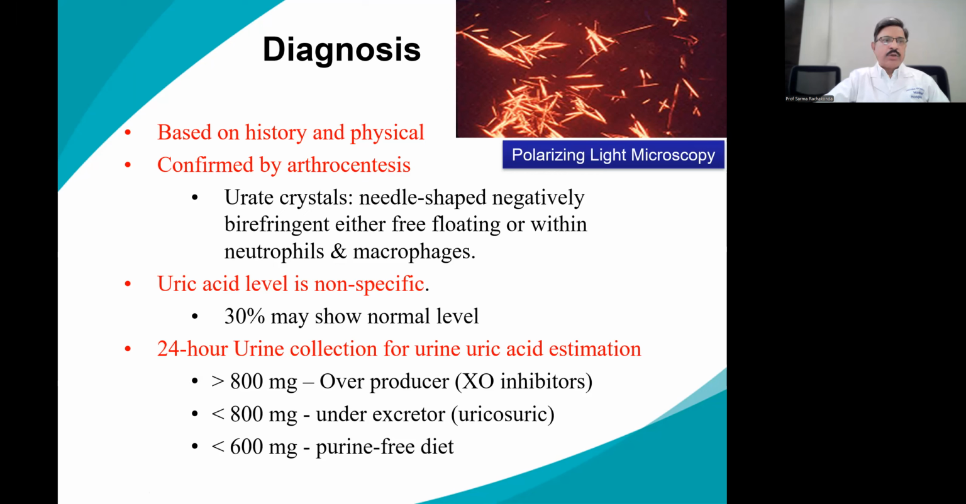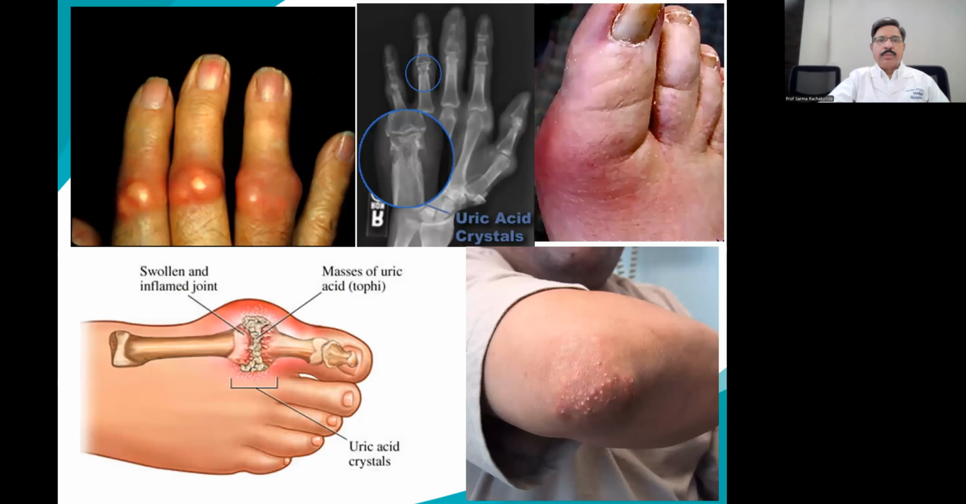This birefringence test should be done under a polarized light microscope. It is not just under an ordinary microscope. There is what is called a polarized light microscope, and only in that will it be visible. You see some clinical pictures. You can see the digits are affected here.